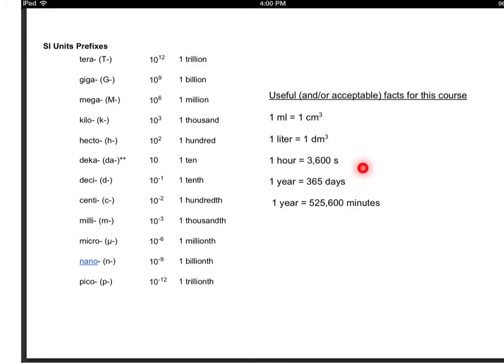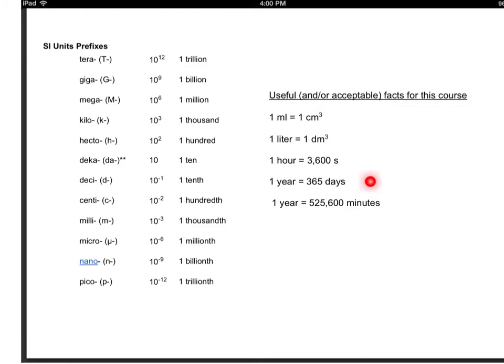I find that it's useful to know that in 1 hour there's 3,600 seconds. You're welcome to always go ahead and change from an hour to a minute and minutes to seconds, but if you learn this fact, you're going to find that you're just going to save yourself some time in quiz situations, test situations, on homeworks, and so on. And so it's one of those facts I think is worthwhile to try and put to memory.